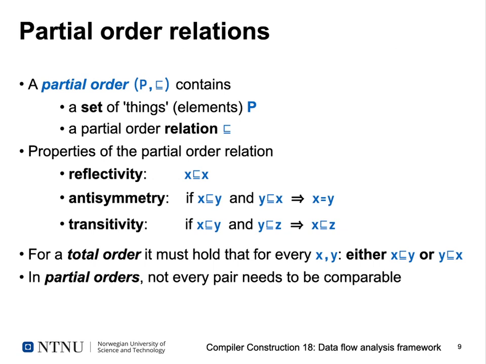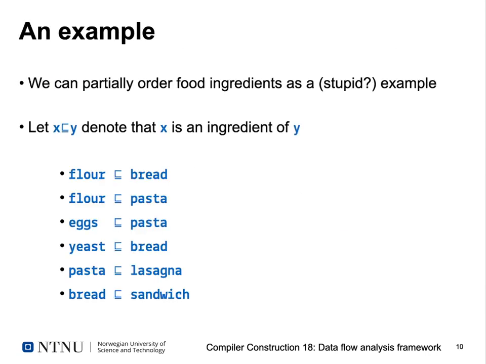However, when you want a partial order only, not every pair of elements needs to be comparable using this relation. So let's look at, well, admittedly a silly example, but nevertheless it should serve well to illustrate what this relation and partial orders actually mean. So we can partially order food ingredients here.